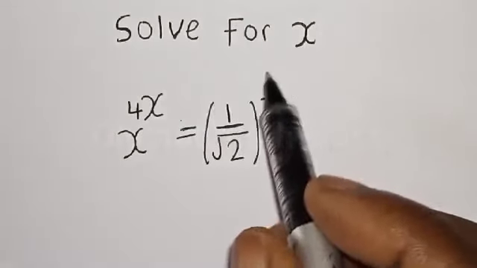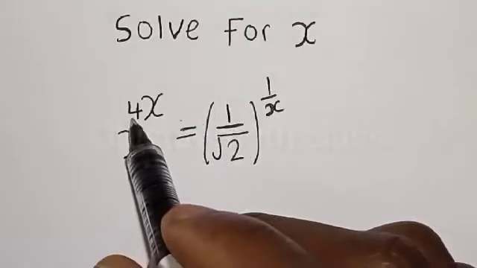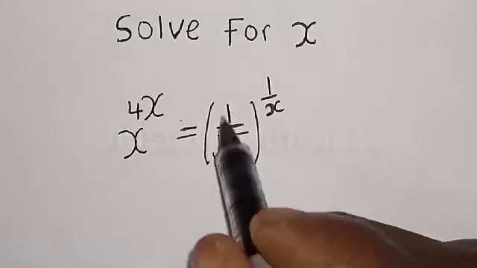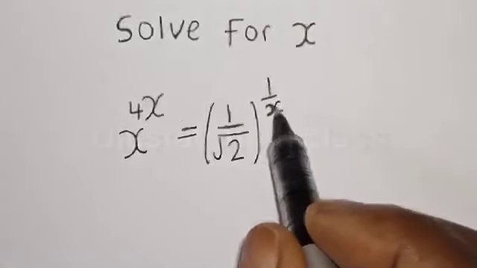Solve for x. x raised to power 4x is equal to 1 divided by square root of 2 raised to power 1 divided by x.